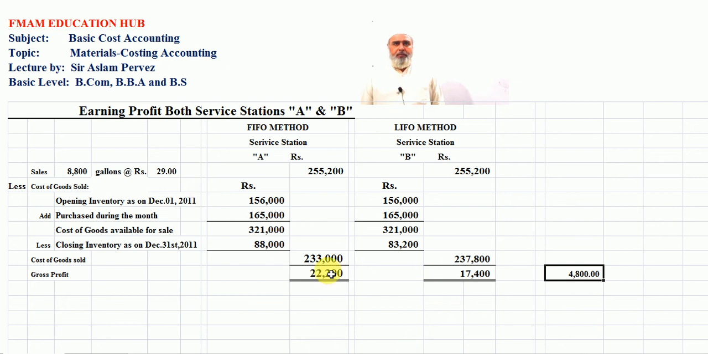Now we can check the cost of goods sold of both the companies here. They are the same value. This is the difference between company A and company B, because company A has a low value of cost of goods sold and company B has a high value of cost of goods sold. So this is the main difference between both the companies' methods, the LIFO method and the FIFO method. Students, I think you understand this problem clearly.